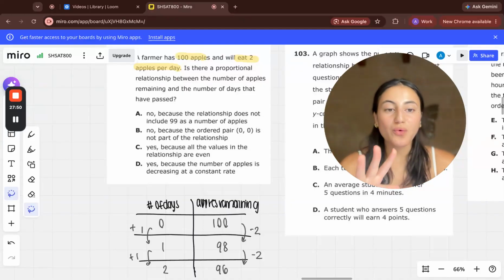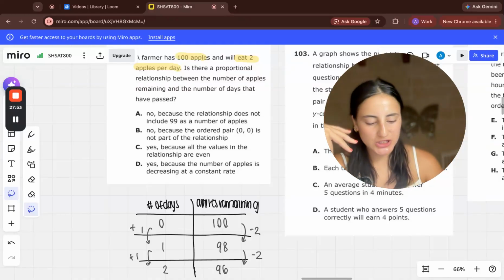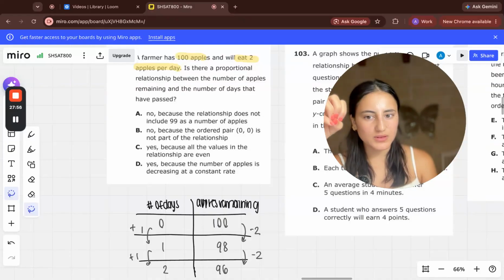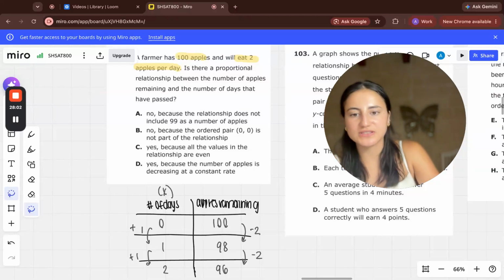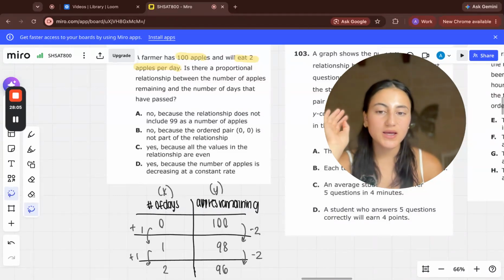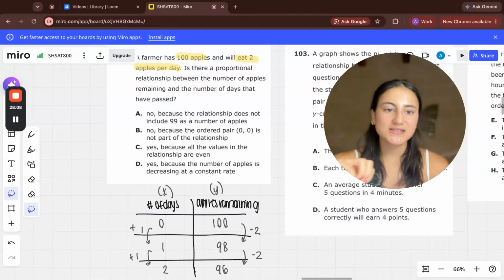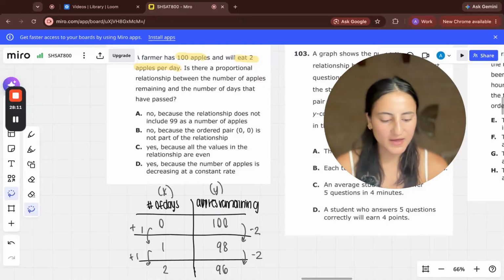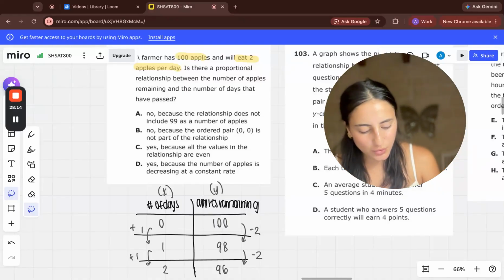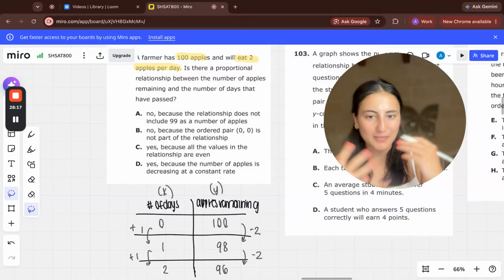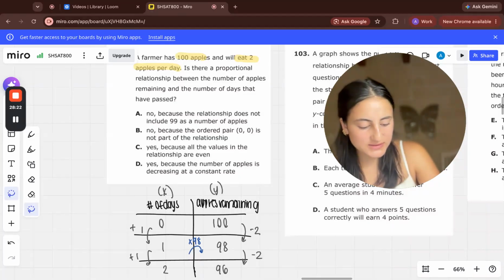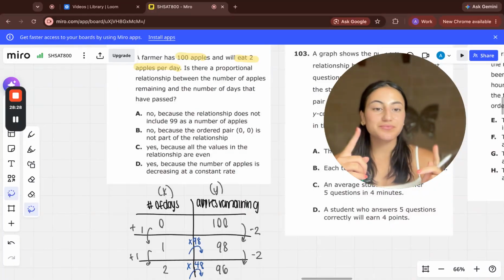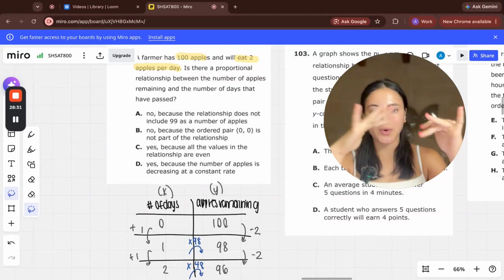Okay. So remember that in order to have a proportional relationship, you should be able to multiply x, which in this case I would define as number of days, and y, apples remaining, by the same number to get the y value. So x times the same constant should get you the same y value. Now in this case, to get 98 apples remaining, it's 1 times 98. Whereas after 2 days, it's 2 times 48, I believe, gets you 96. So that's the first red flag, that it's not constant throughout all the data points.